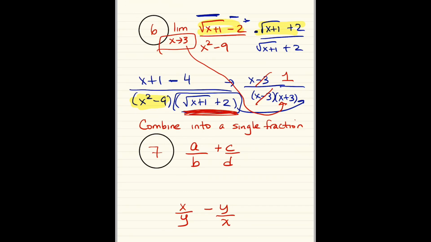3 plus 1 is 4. Square root of 4 is 2. 2 plus 2 is 4. We have a 4 times a 6 from here. That's 24. So this answer here is 1 over 24.